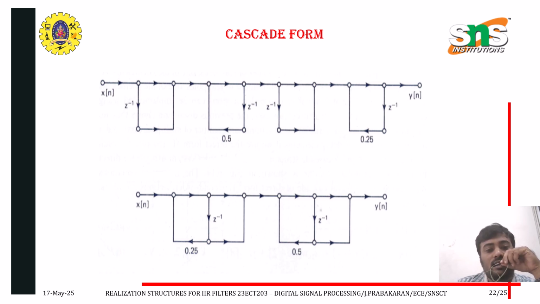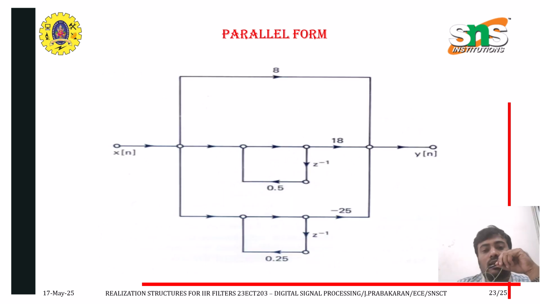First one is series: H1 of z and H2 of z are connected in series. And parallel form, this is the common format for the parallel form, and H1 of z and H2 of z are realized using direct form 2. Then these two are connected in parallel. This is the parallel form realization.